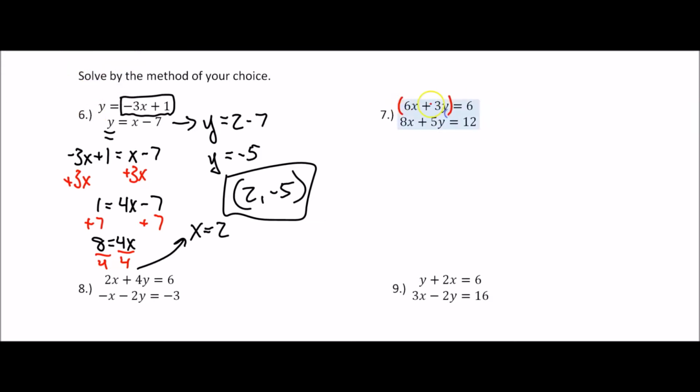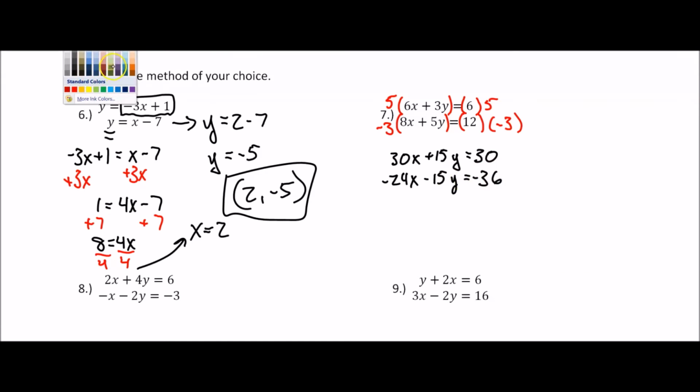So I'm going to multiply this first equation by 5, which is going to give me a 15y, which means I need to get a negative 15 for the second equation, so I'm going to multiply by a negative 3. So let's see, that gives me 30x plus 15y equals 30. Here that gives me negative 24x minus 15y equals negative 36. And now I add them up.